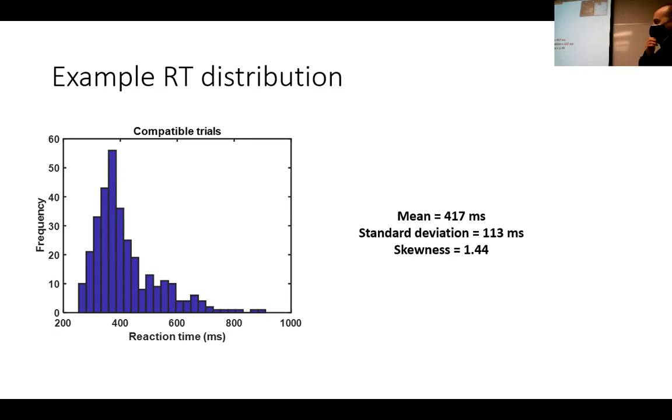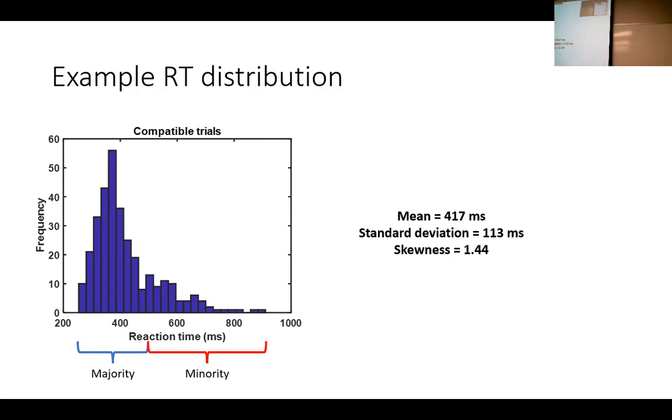I can pull out the measures for it. The mean is 417, the standard deviation is 113, and the skewness is 1.44. I'm trying to remember with skewness if 1 means no skew. I forget. We're not going to use skewness, so you don't need to worry too much about it. Notice that the majority of trials make a somewhat normal distribution, and then out here in this skewed tail, we have a minority of trials.